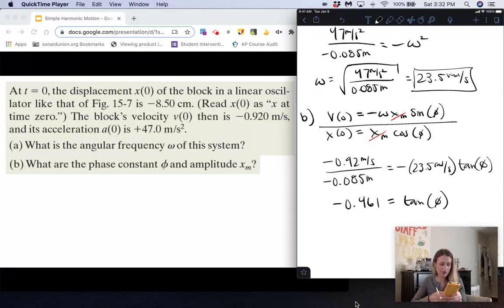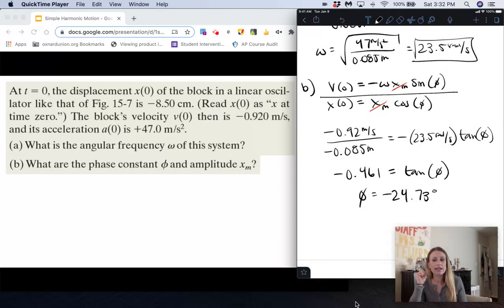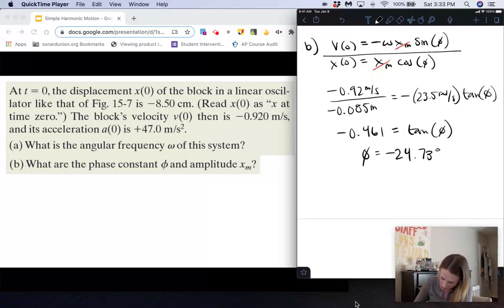Take the inverse tangent of this, and we get the phase constant is equal to negative 24.73-ish. Now I use degrees here. My calculator's in degrees. You can do either degrees or radians. It doesn't really matter here. But the key here is that with this phase constant, doing this in terms of tangent, we actually get two answers. So we get this, and we also get this plus 180. So we have two answers here.